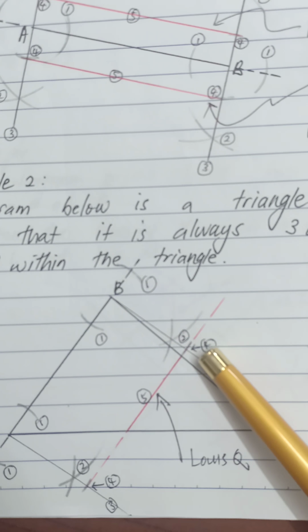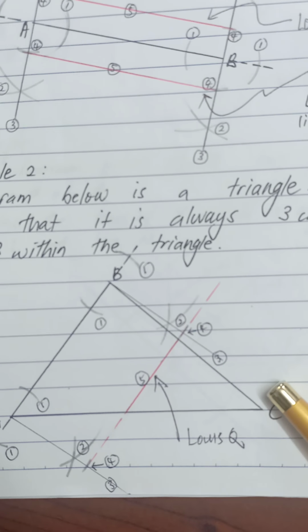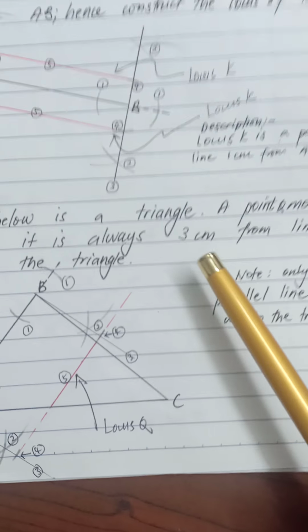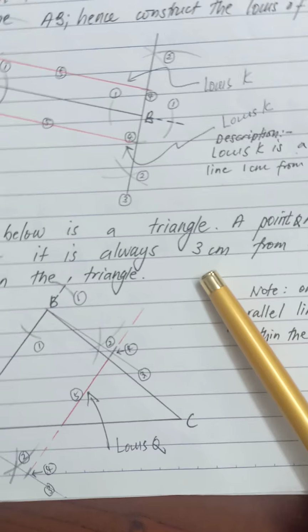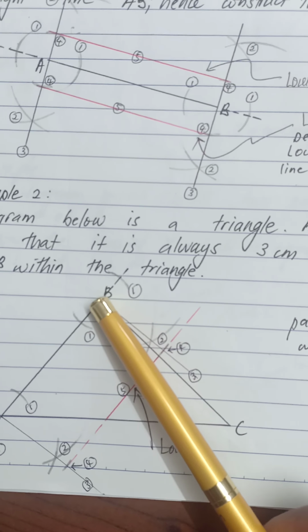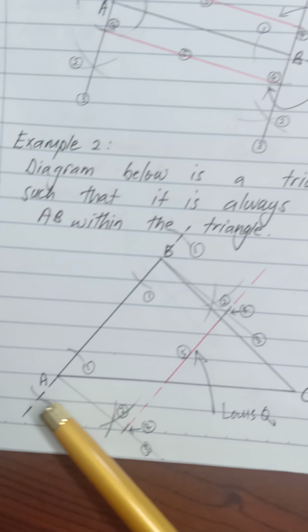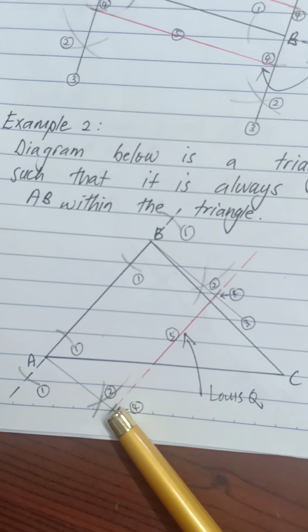Join point B to this cross here and draw a straight line. Now once you get the straight line here and here, what is the distance? It's 3 cm. So what do you do? Use your ruler, measure from here 3 cm. It's a straight line, right? Put a cross there. And from A, you put a cross there.